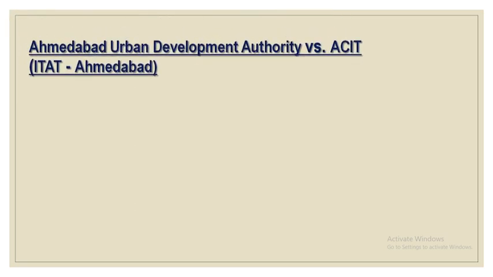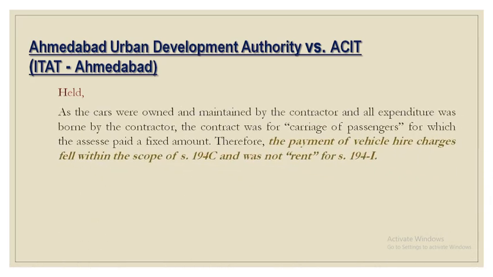Ahmedabad Urban Development Authority versus ACIT, Ahmedabad. Held: as the cars were owned and maintained by the contractor and all expenditure was borne by the contractor, the contract was for carriage of passengers for which the assessee paid a fixed amount. Therefore, the payment of vehicle hire charges fell within the scope of Section 194C and was not rent for Section 194I.